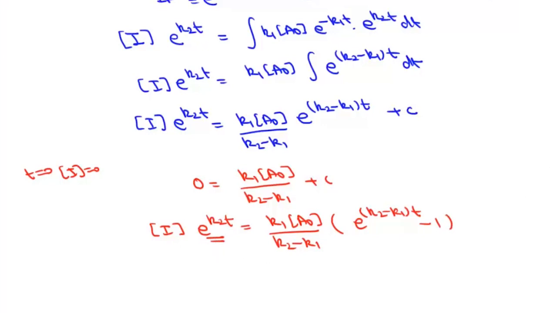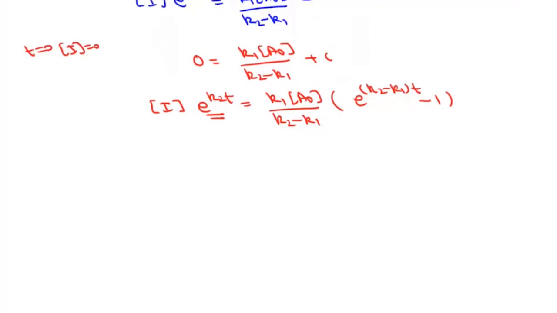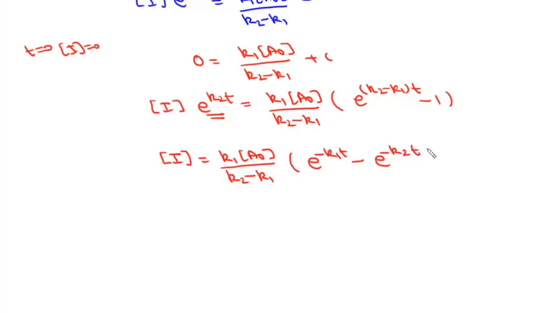Then we can write this as concentration of I, it will be K1 A0 upon K2 minus K1, and it will be equal to e to the power minus K1T minus e to the power minus K2T, and that's our fifth equation.